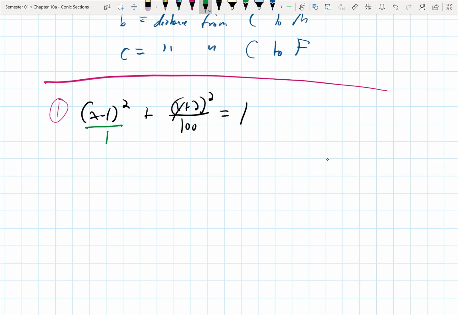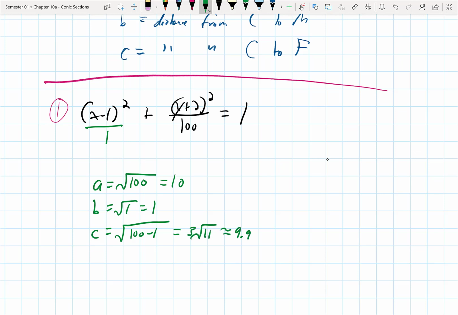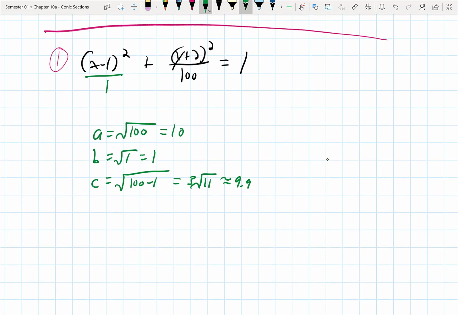So what I'm going to first do is identify A equals, B equals, and C equals. A is the square root of whichever one is the largest, so that's equal to 10. Then B is the smallest, it's equal to 1. And C is equal to the square root of 100 minus 1, or the square root of 99, which is 3 root 11, which is about 9.9. In a case like this, you need to see that the bigger number is underneath the y, which means that it's going to be a vertical ellipse.